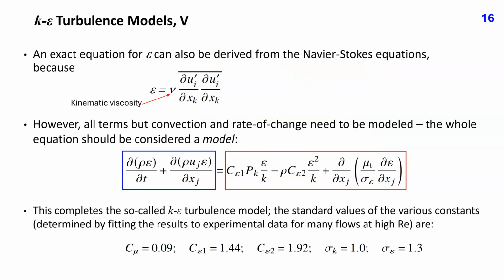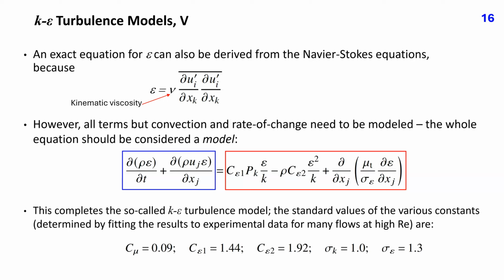An exact equation for epsilon can be derived from the Navier-Stokes equations because the dissipation rate is defined as the product of kinematic viscosity and gradients of velocity fluctuations. However, only the convection and rate of change terms, framed in blue, are exact. All other terms on the right-hand side of the equation, framed in red, need to be modeled. The whole equation should therefore be considered a model. This completes the so-called K-epsilon turbulence model.